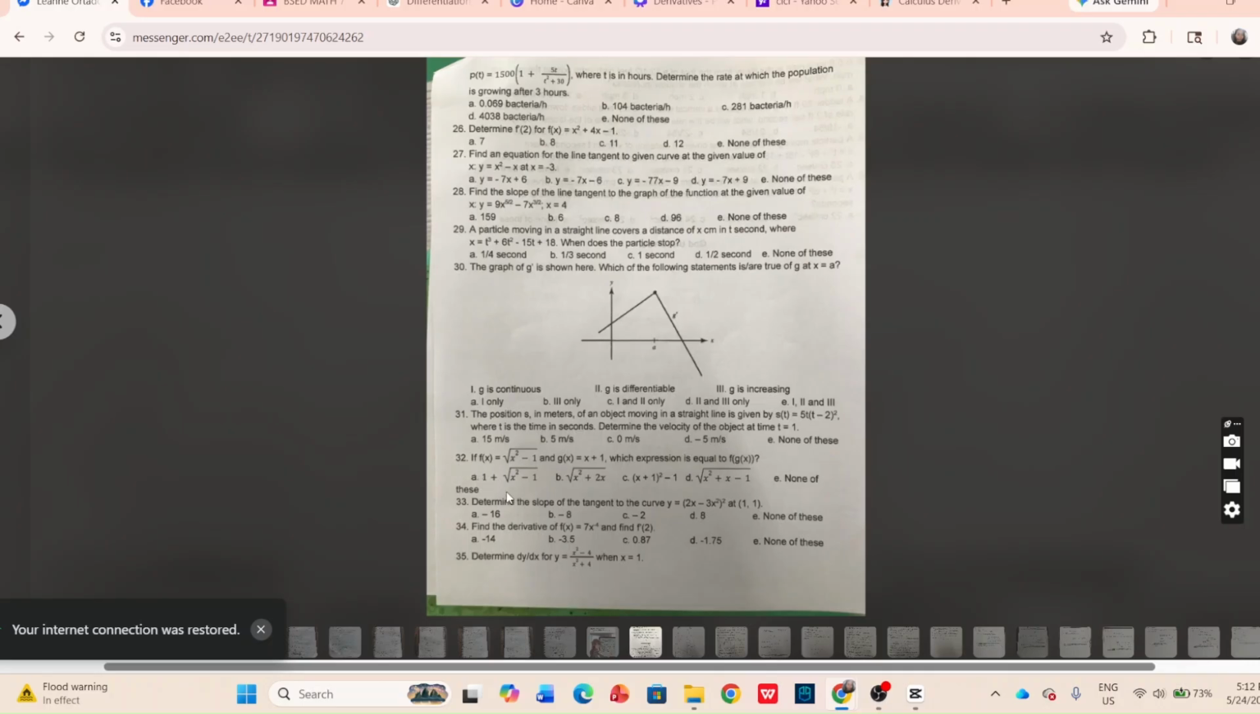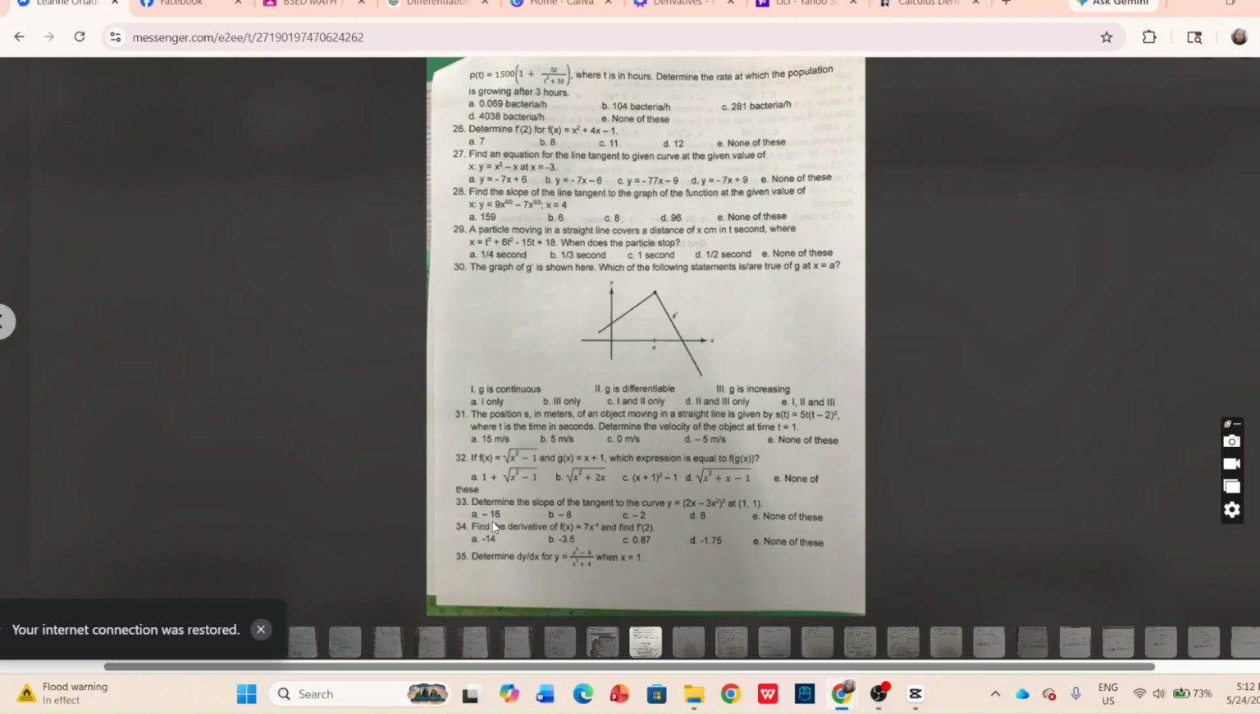Number 32. If f of x equals the square root of x squared minus 1 and g of x equals x plus 1, which expression is equal to f of g of x? So the number 32 answer is letter B, which is the square root of x squared plus 2x. We will simply plug in the values of x plus 1 into the f of x value. So our answer for 32 is letter B.